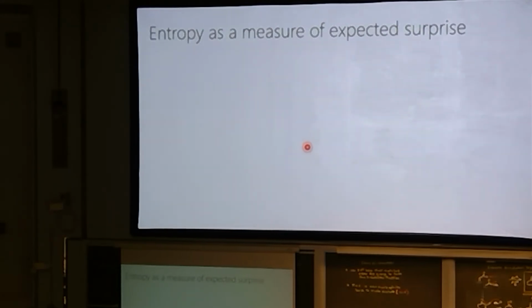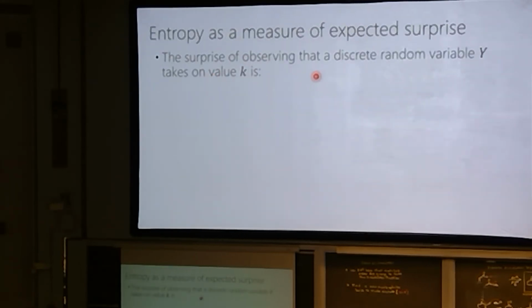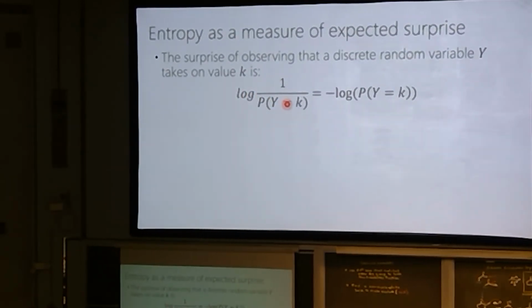One nice way to think about entropy is as a measure of expected surprise. The surprise of observing that a discrete random variable y takes on value k is essentially log of 1 over its probability, and then I can just pop that up and put a minus there. Think about this: if the probability that y equals k is equal to 1, then I have 1 over 1, and log of 1 is 0, so I have no surprise at all. And if the probability is really, really small, then I have a huge number here, and I take the log of a huge number, I still have a huge number, so my surprise is really, really big.